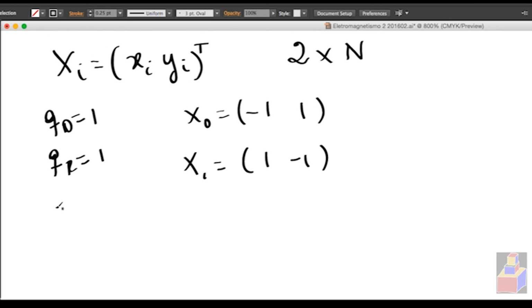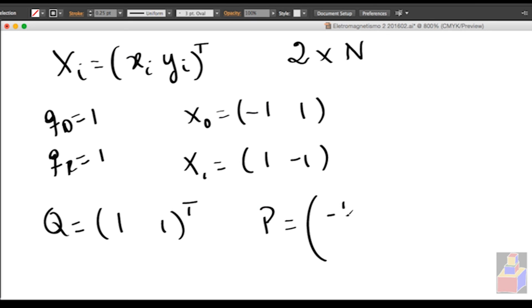So who is Q? Q is 1, 1, transpose. Who is P? P equals minus 1, 1, 1, minus 1. So these are inputs given. You set up these values and give this to the function phi. Inside the P, we define the matrix. Yeah, these are inputs.